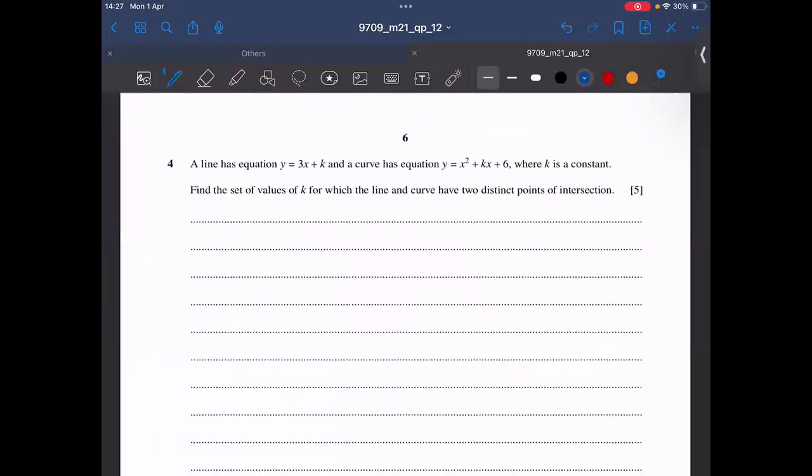Now next one. Question 4. It is said that you have a line and a curve, and you are asked to find the set of values of k for which the line and curve have two distinct points of intersection. Iman, what are we supposed to do?